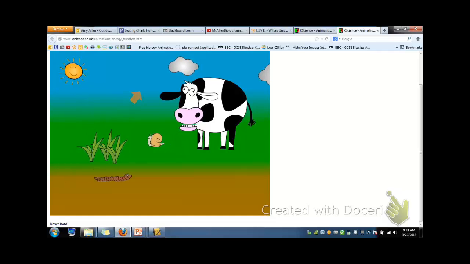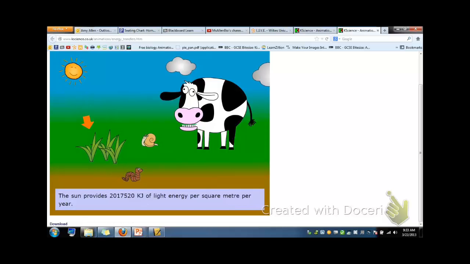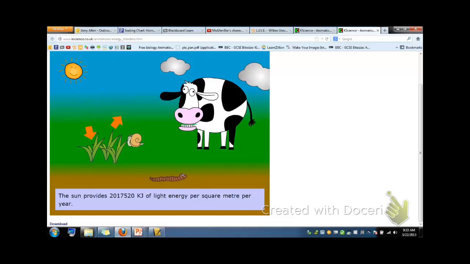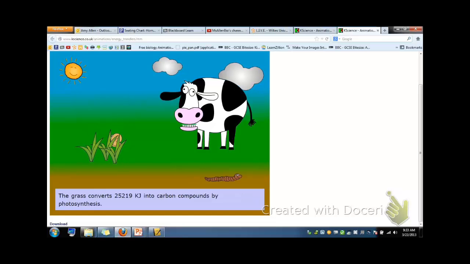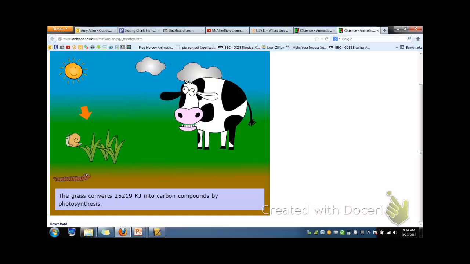What uses or transforms that sun's energy into a different kind? The grass. So the sun provides 2,017,520 kilojoules of light energy per square meter. That is a huge amount of energy. The grass converts 25,219 kilojoules of that sun's energy into carbon compounds, meaning molecules made of carbon, by the process of photosynthesis.